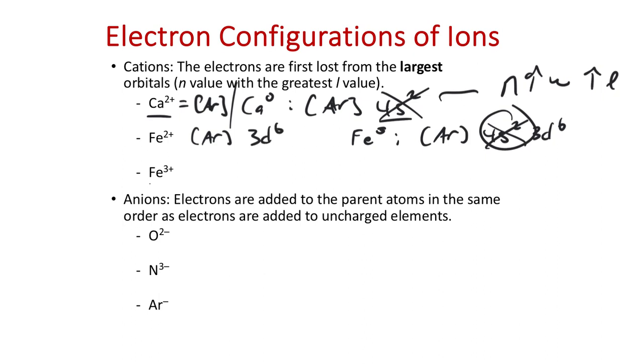So what if you need to lose one more electron from iron and make the iron 3+ cation? Well, if we've got to lose one more electron, highest N with the highest L. So N equals 3, L equals 2 is now the next largest subshell. So iron 3+ will be an argon 3d5, because we have no other choice than to take electrons from that D subshell.